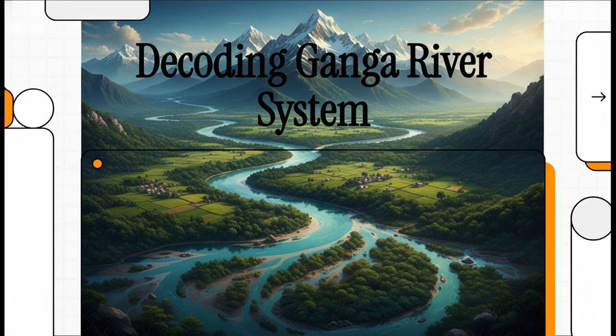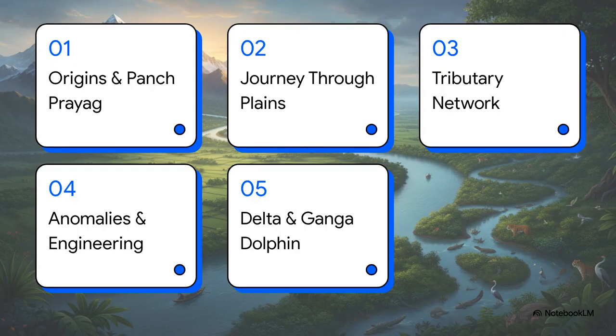Instead, we're going to figure out exactly why these rivers behave the way they do, the actual science behind their paths, and how we can perfectly map this vast, massive network using a little bit of logic and some incredibly brilliant visual tricks. To do this, here's our roadmap for the day. 1. Origins in the Panch Prayag. 2. Journey through the plains. 3. Decoding the tributary network. 4. Anomalies and human engineering. And finally, 5. The Delta and Ganga dolphin.